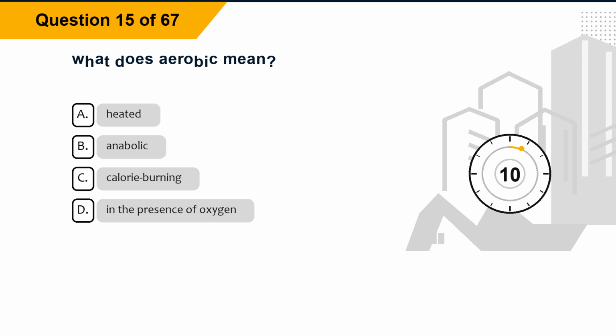Question 15. What does aerobic mean? Option A, heated. Option B, anabolic. Option C, calorie burning. Option D, in the presence of oxygen.